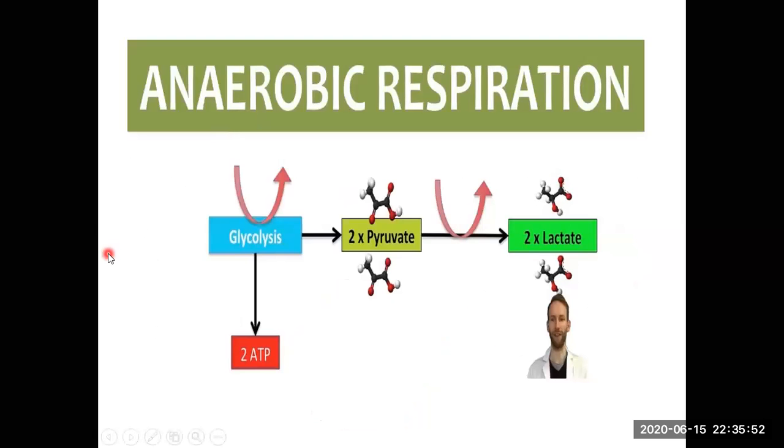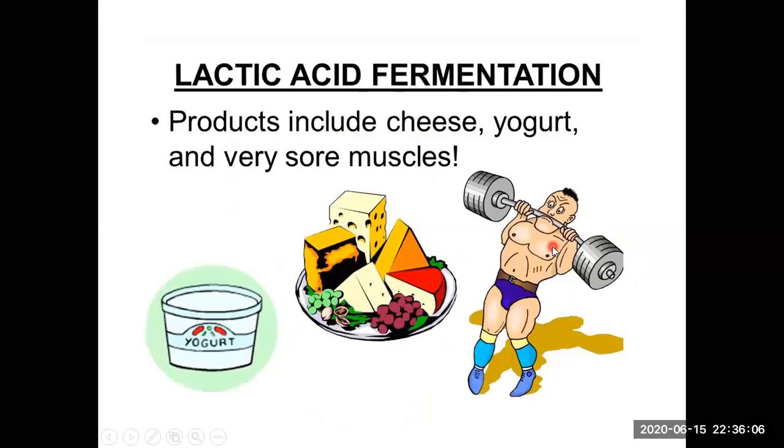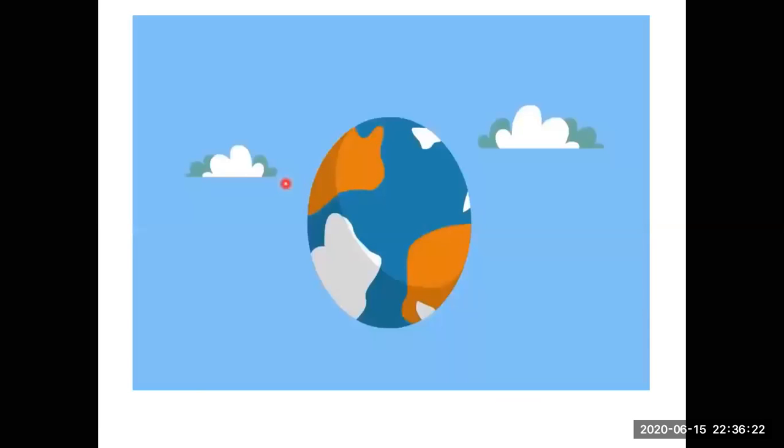Anaerobic respiration, that was a simple process. In case of lactic acid fermentation, let's take a look at the chemical equation. In the process of glycolysis, what is happening? 2 ATP are produced and 2 pyruvate. That pyruvate is then converted into 2 lactate or lactic acid molecules. The products of lactic acid fermentation are cheese, yogurt, and very sore muscles. For example, when someone is over exercising, the muscles ache due to the production of lactic acid in our muscles. Let's have a look at this video on anaerobic respiration.